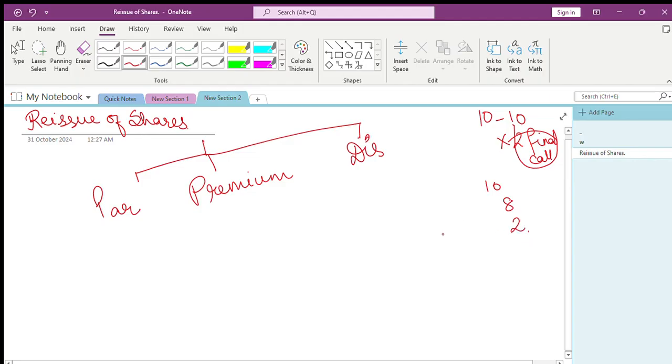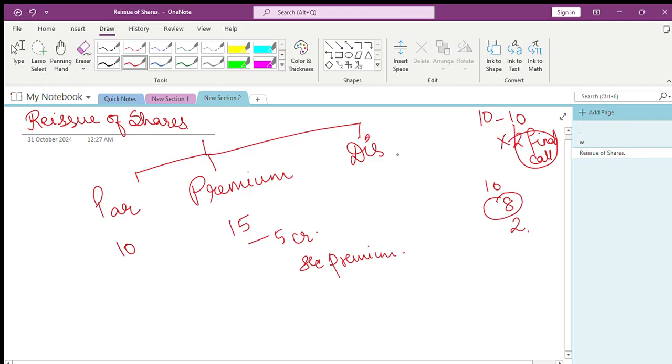Called up is 10, 8 is given, 2 is not given. When you give this to someone else, you may give it at 10 rupees. If I reissue it at 10 rupees, I make a profit of 8 rupees which I have already received. But when I reissue it at say 15 rupees, again I make a profit of 8 rupees only, because 5 extra is credited to securities premium account.